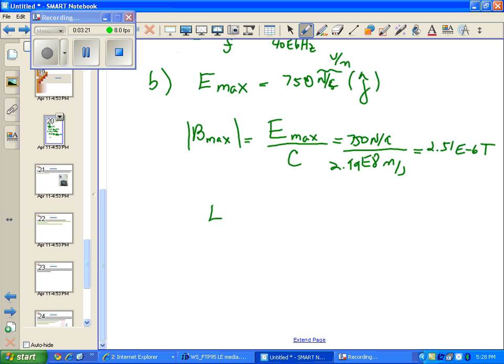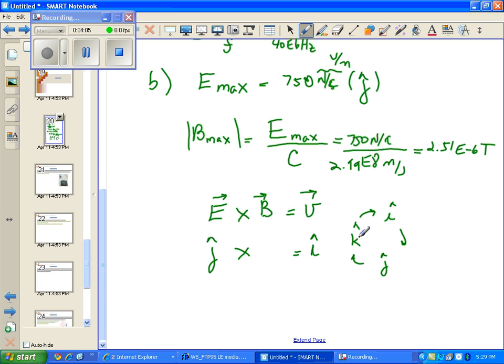Now, to get the direction, we recall that the electric field crossed by the magnetic field gives the direction of the movement of the light. And we were told earlier that the light's traveling in the i hat direction and the electric field was in the j hat direction. So what quantity gives us j hat? So if j hat, what quantity would j hat being crossed by give us i hat? Recall our cyclical permutation. We have i hat cross j hat equals k hat, or j hat cross k hat equals i hat. So the magnetic field is in the positive k hat direction.